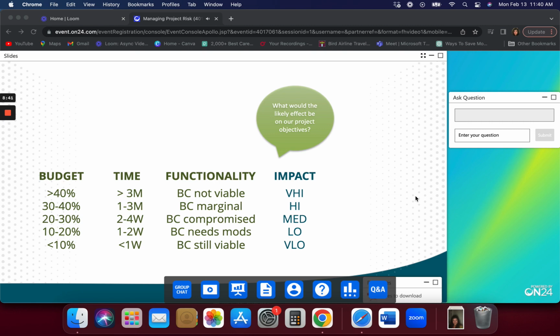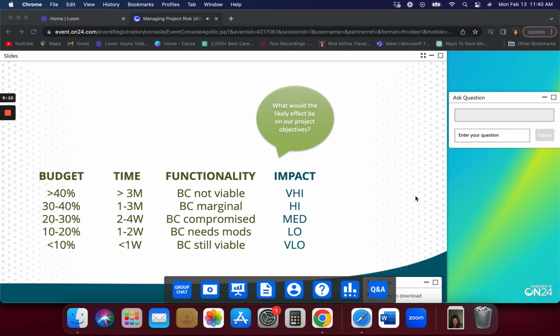And functionality is harder because what do we mean by functionality? In this case, I've put in an example which says it's very high if the business case is no longer viable. There's no point in doing the project if this thing happens, down to very low. The business case is still viable. We just might need to cross a few I's and dot a few T's, something like that. But this is where you're going to have to be very smart about what are our objectives really, and how are we going to put values to them.